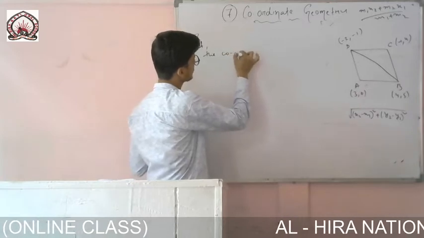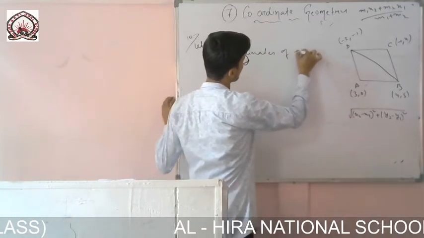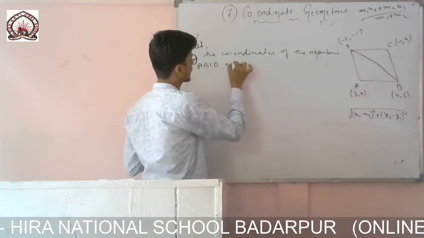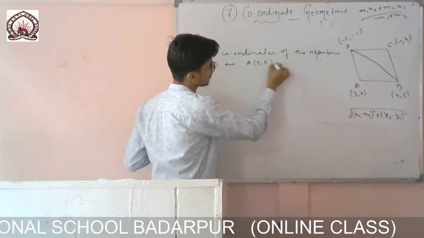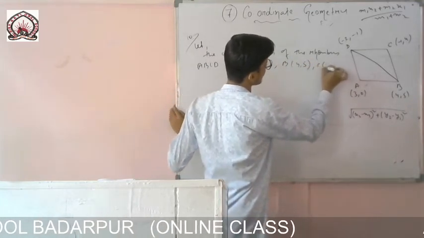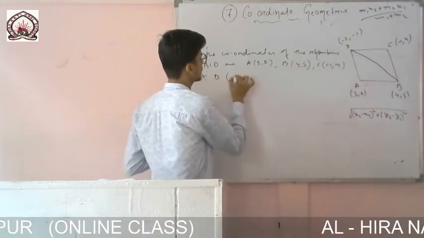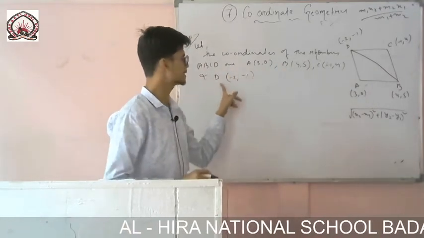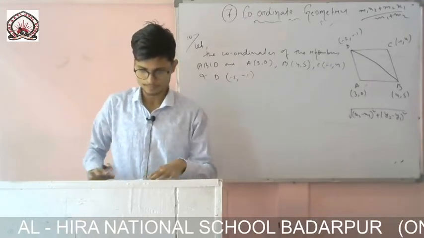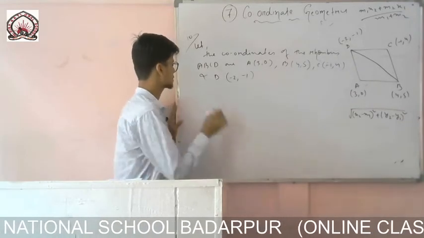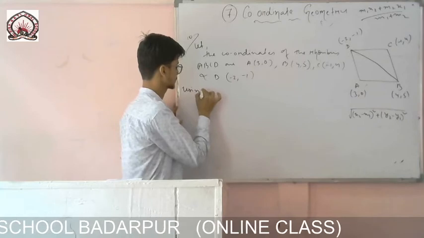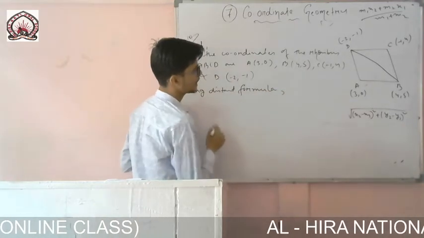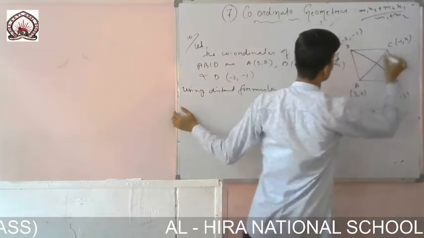Very easy sum. First of all we will name the coordinates. Let the coordinates of the rhombus ABCD be: A is (3, 0), B is (4, 5), C is (-1, 4), and D is (-2, -1). Now, using the distance formula, let me first find AC.